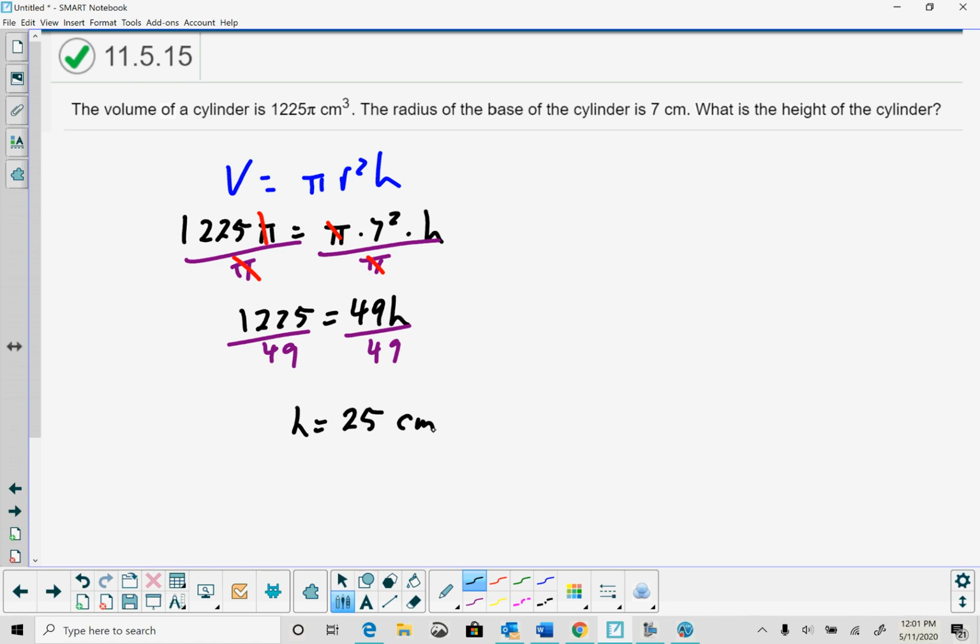Centimeters. Okay, couple of clues there. The volume was given in cubic centimeters, so that's going to be our measurement here. They also told you the radius of the base. They gave you that length, one dimensional. That distance is in centimeters. The height should also be one dimensional. That should also be centimeters.